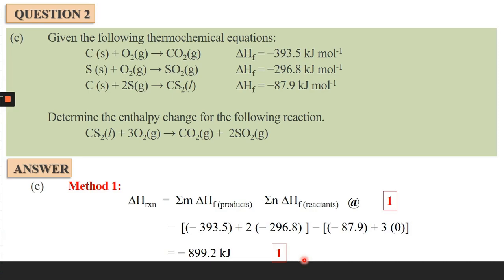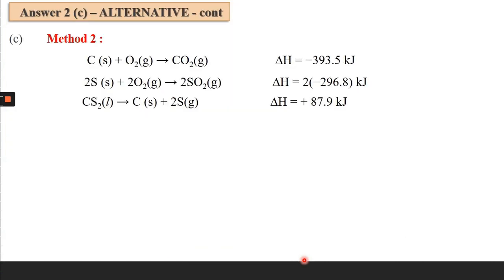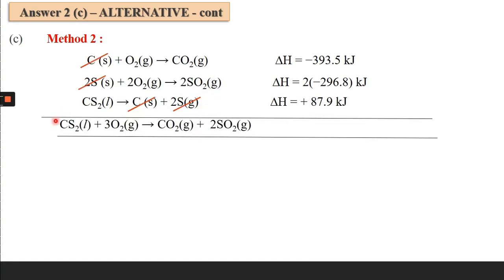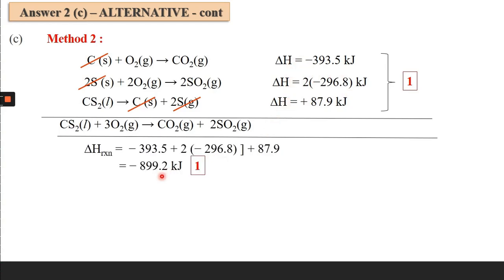The alternative method to this question, students can also use algebraic method. So to use algebraic method, students need to rearrange all the enthalpy formations given so that you can get the targeted equation here. So by arranging all these equations, students will also be able to calculate the summation of all the enthalpy here and will get the exact same answer as using the calculation formula earlier. Negative 899.2 kilojoule. And these are the marks for this question.